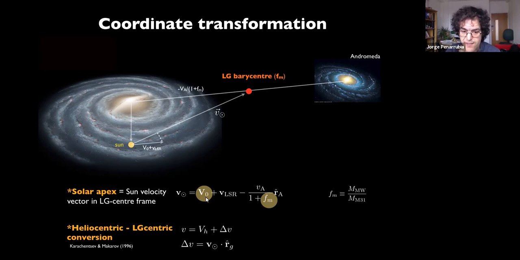Although in my analysis, I allowed V naught to be free, with a flat prior on V naught, because I wanted to know how well we can actually constrain the circular velocity of the sun around the Milky Way using external galaxies, just for fun.